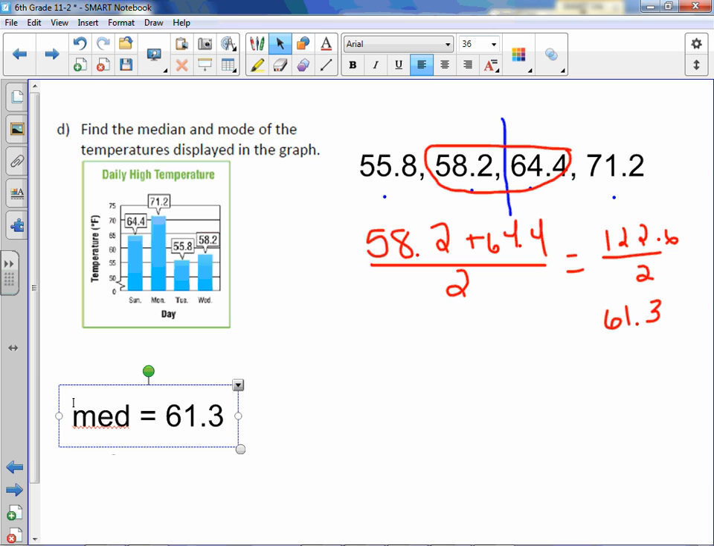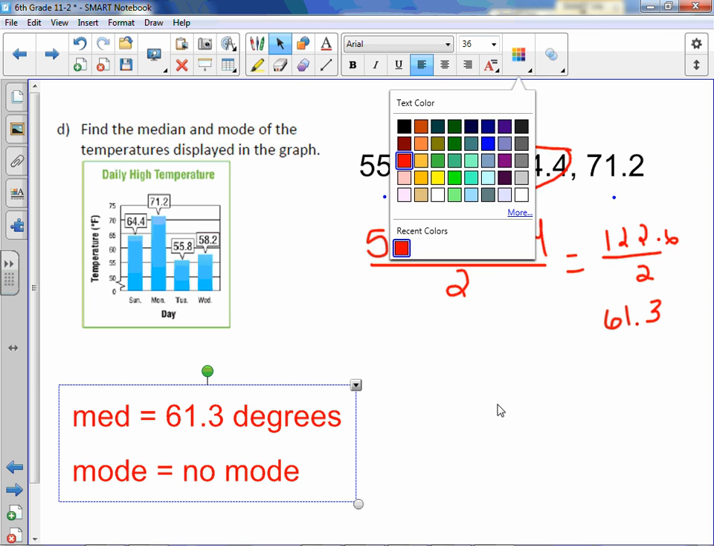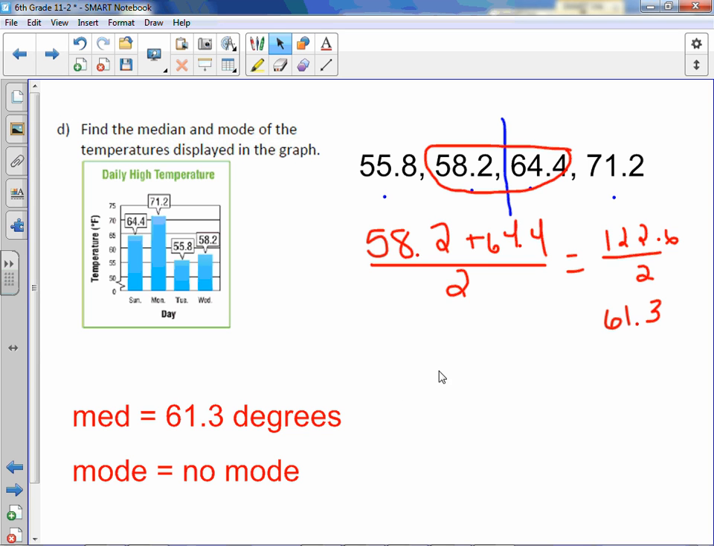And this is in degrees. The mode is what occurs most often. In this case, nothing occurs more than once, so there is no mode. Again, when you have 2 values that are in the middle, you need to take the average. So add them, then divide by 2 to get that middle median number.